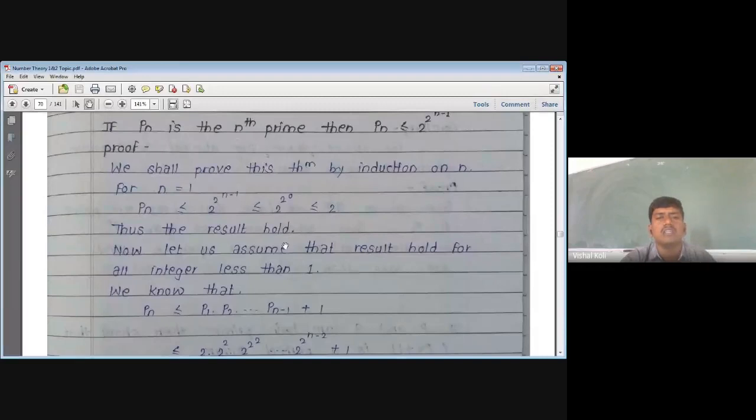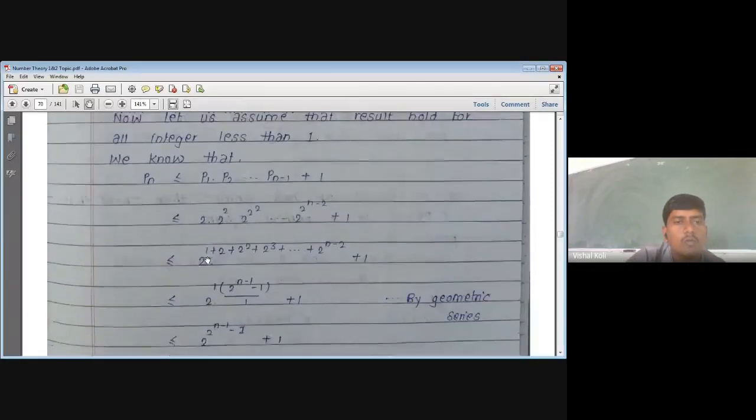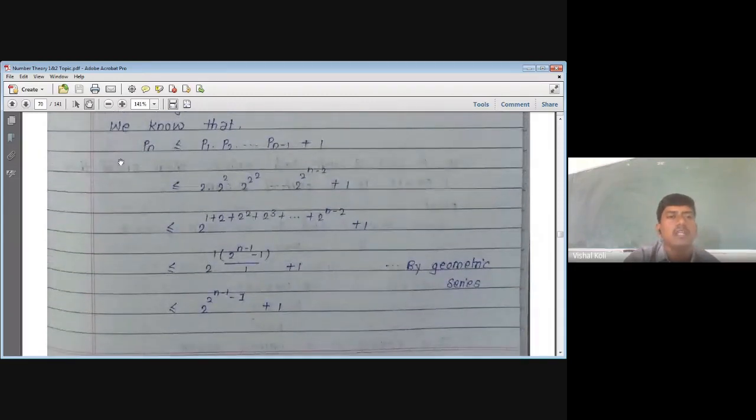Now let us assume the result holds for all the integers which are less than or equal to n minus 1, and we know that the nth prime Pn is less than or equal to the product of the previous n minus 1 primes plus 1, that is Pn is less than or equal to P1 into P2 up to Pn minus 1 plus 1. Let us take one example, the third prime, which is nothing but 5, and we have to show that 5 is less than or equal to the product of the first two primes plus 1.